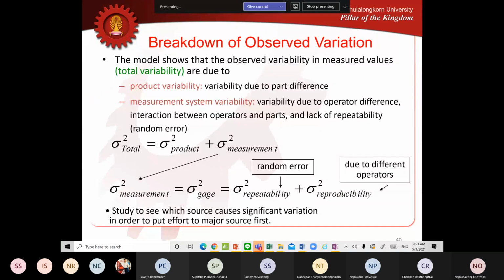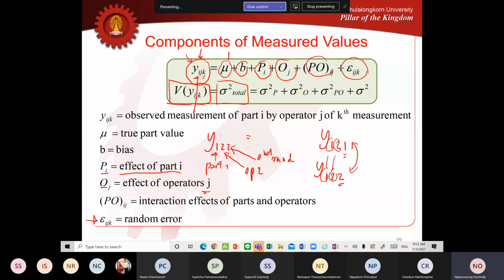So if we take the variance of the observation, we will get what we call variance total here. And mu is an average of all parts. It is a constant. So if we take the variance of the constant, it will be 0. And also the bias is also a number which is constant. So the variance of the bias will be 0 also.